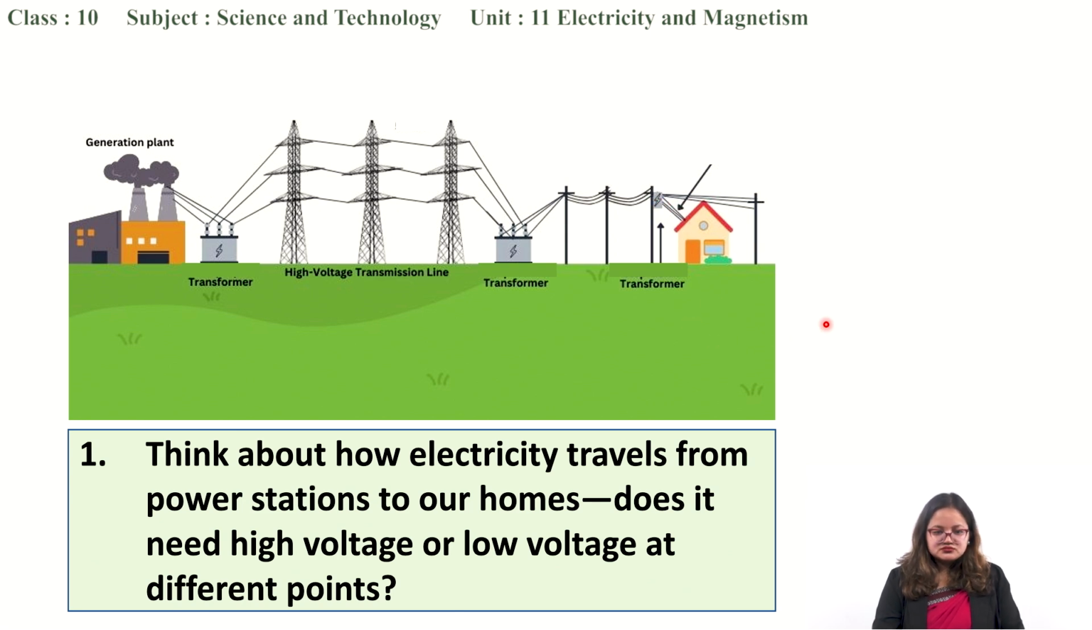Now, let's see our question from the previous class. Think about how electricity travels from power stations to our homes. Does it need high voltage or low voltage at different points? Now, let's see. Okay, let me give you an example of hydropower. So in hydropower, what happened?